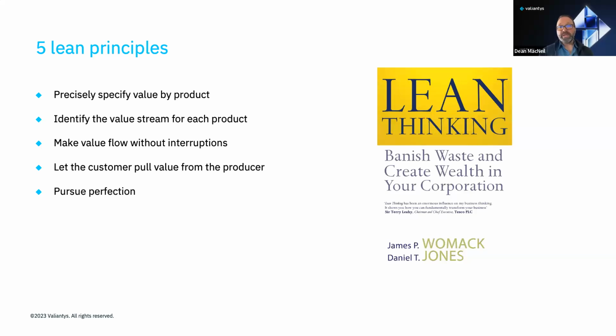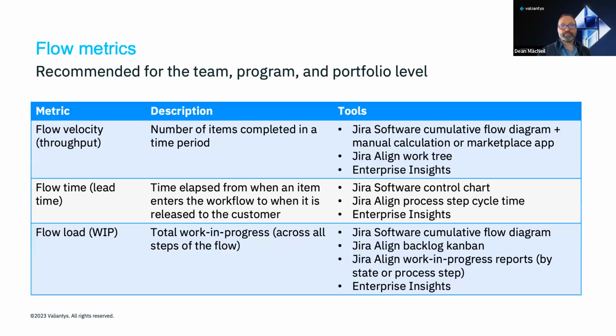Which brings us to measuring flow. Flow metrics measure how efficiently an organization delivers value. The Scaled Agile framework suggests 6 flow metrics based on Mik Kersten's flow framework. 3 of them can be measured at the team, program, and portfolio levels using Jira Software, Jira Align, and Enterprise Insights. These are flow velocity, flow time, and flow load, otherwise known as throughput, lead time, and work in progress.